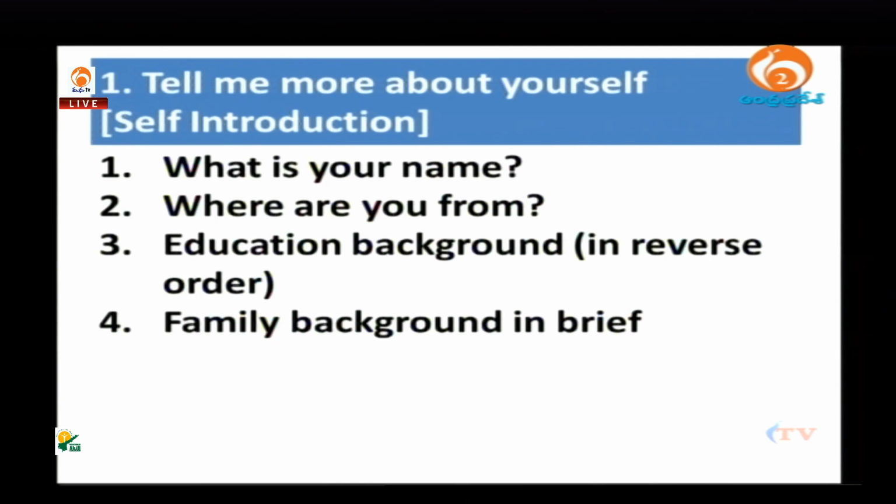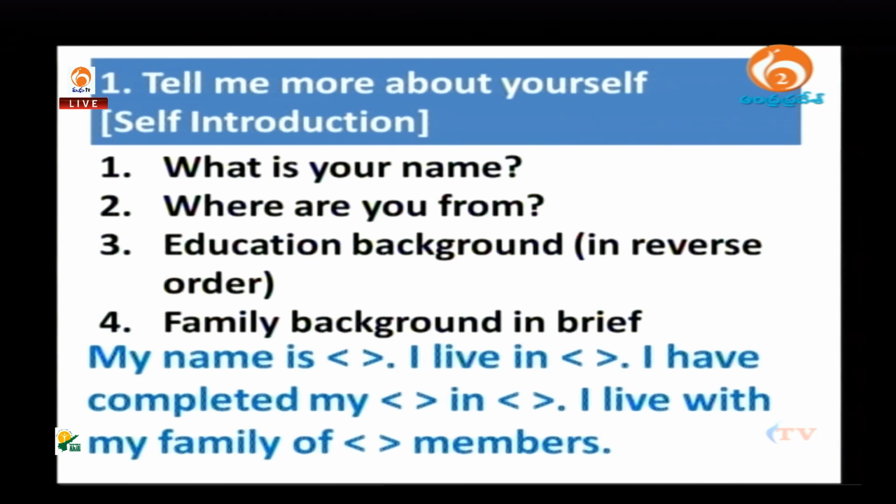Okay, so 10 questions we looked at, and we also looked at the answers. What are these questions? Let's look at the recap. Tell me more about yourself, where you speak about yourself, your self-introduction. You will speak about your name, where you are from, your educational background, your family background in brief.